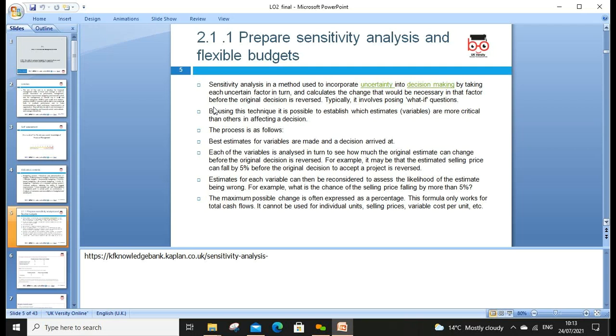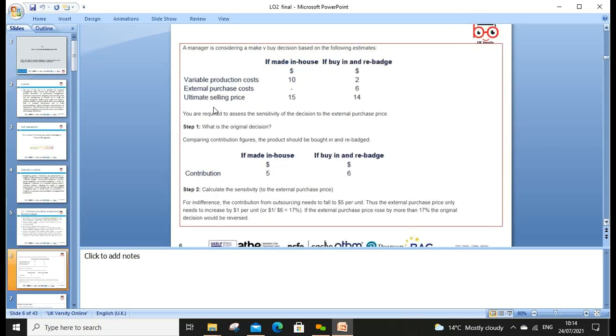Each estimated variable can be reconsidered and we assess the likelihood. Likelihood means the chance of occurrence, the probability of being wrong. So for example, the chance of the selling price falling by more than 5%. Like if you go somewhere, you think, oh, half an hour is the normal travel time. At peak time you keep maybe 10%, 20% flexibility. Or at other times maybe you keep 5%. So you have to think about it so we will be on time. So for individual units, selling price, variable cost per unit, we need to keep in mind what the effect will be.